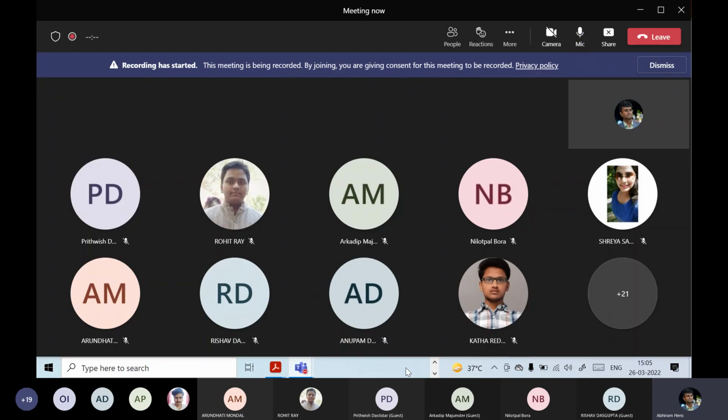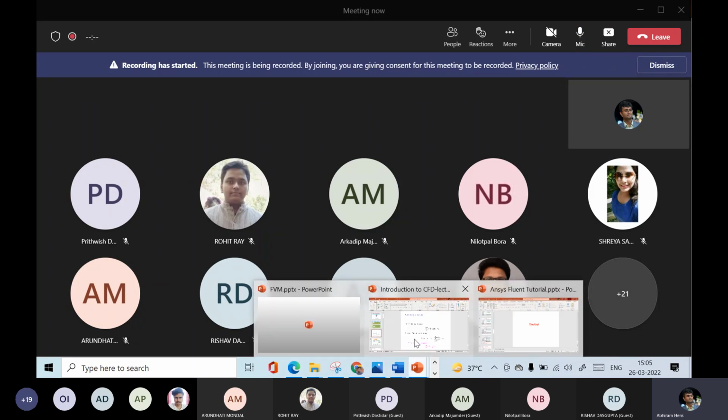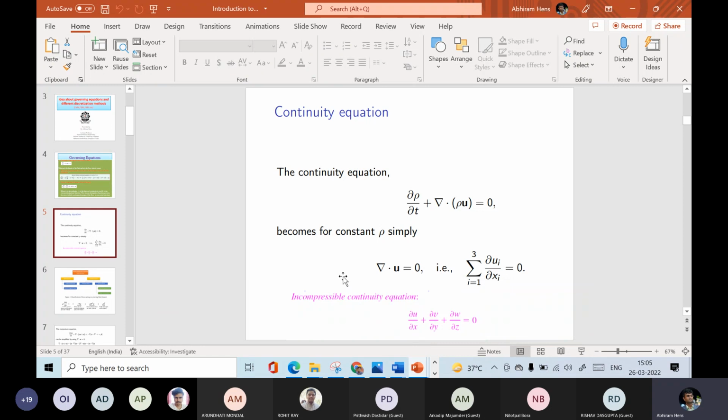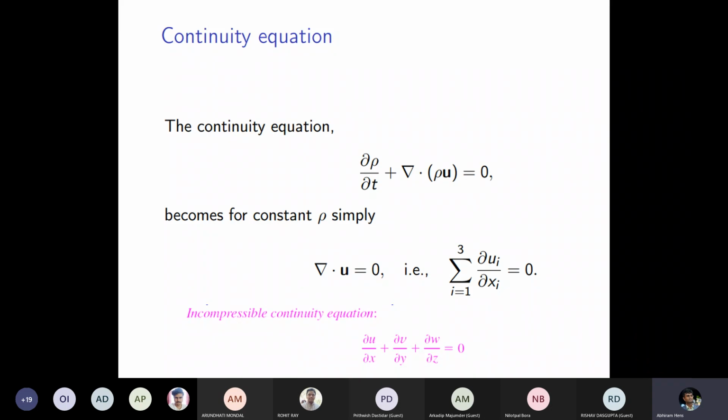Okay, let me start. Just check once if the slide is visible. Can you please check? Can you see the slide? I am just sharing the continuity equation part. Is it okay? Yes, sir.